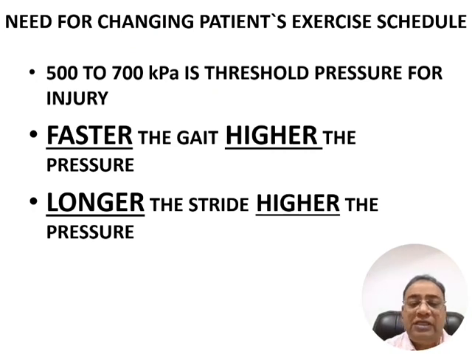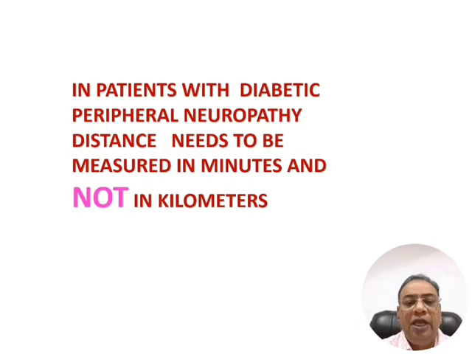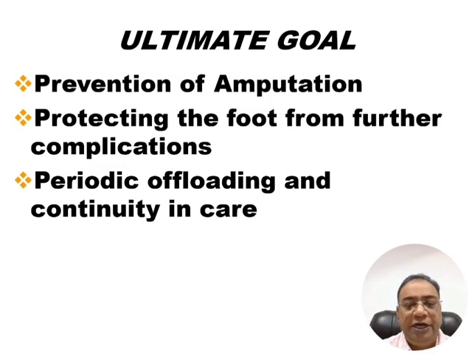Faster the gait, higher the pressure. Longer the stride, higher the pressure. So we need to alter the patient's physical exercise schedules as per his deformities or pressure points and pressure studies and his neuropathic status. In patients with diabetic peripheral neuropathy, distance needs to be measured in minutes, not in kilometers. Prevention is the major goal. Protection of the foot with footwear from further complications, and periodic offloading and continuity in the care is to be given.